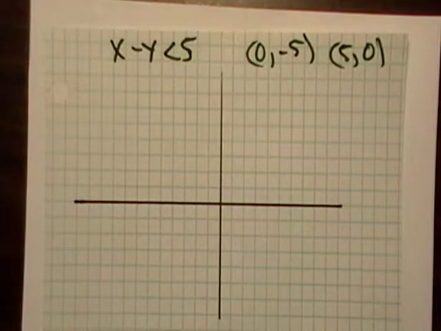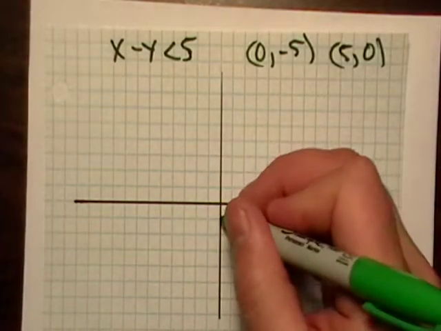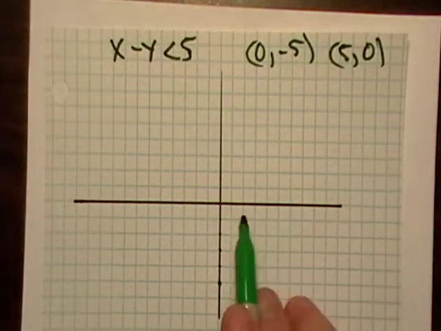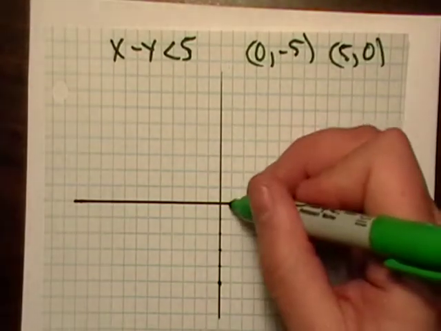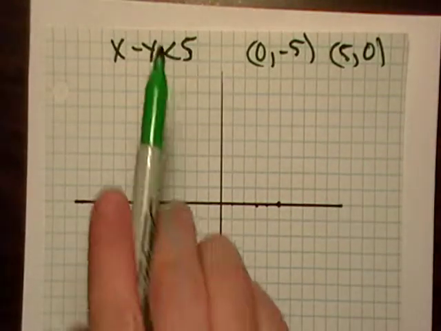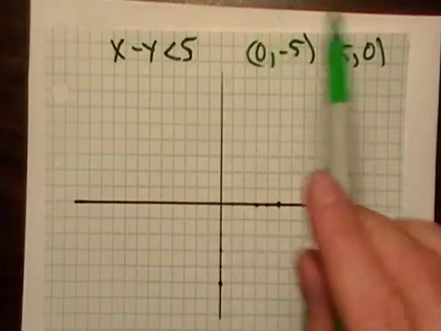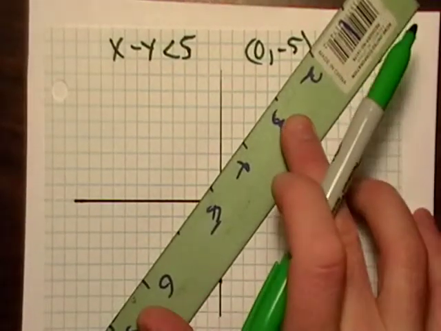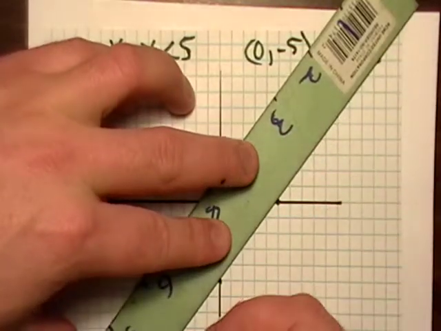Okay, so I have at x equals 0, I'm worth negative 5. 1, 2, 3, 4, 5, and at x equals 5, I'm worth 0. Okay, now notice that I don't have a greater than or equal to sign, so I need to use the dotted line here because the actual graph of this inequality isn't included.